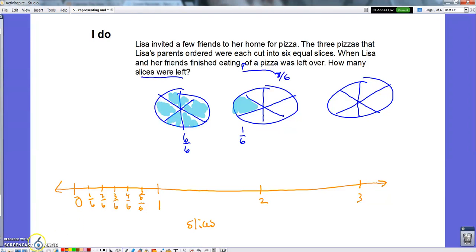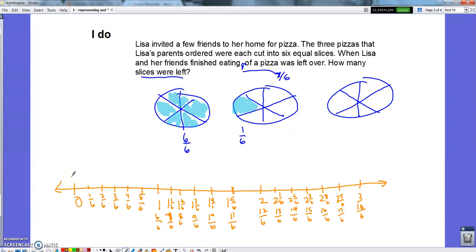Actually, it's kind of boring, so I'm going to pause as I partition my number line so I don't waste your time here. And there you go. So there's all my partitions out on my 3 pizzas. I'll highlight, here's one whole pizza. Here's 2 whole pizzas. Here's 3 whole pizzas.